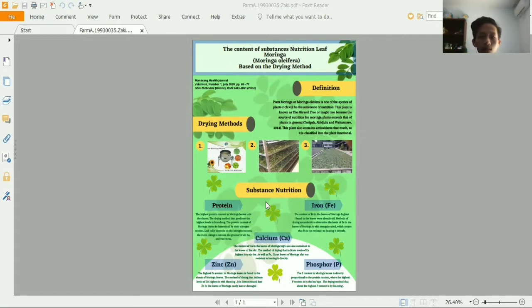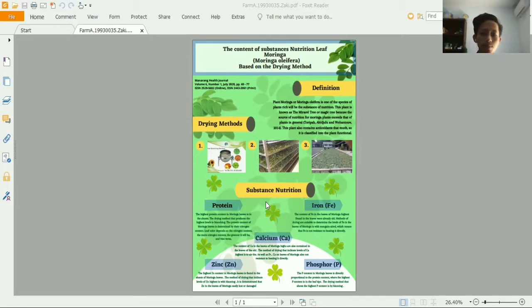Based on the drying method and leaf age, the nutrition that showed statistical difference was ferrum with p-value less than 0.05, while the other four types of nutrition did not show any significant difference, with p-value more than 0.05. And then the difference in the nutrition content of moringa leaf.